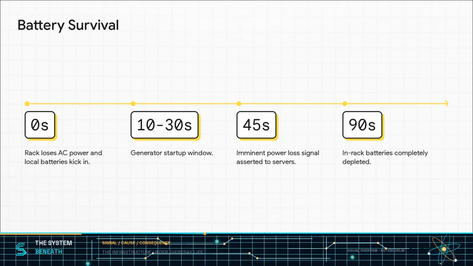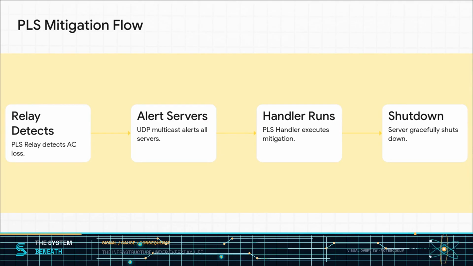servers will just die. So what is Meta's software doing in that tiny, desperate window between 45 and 90 seconds? It kicks off an automated survival protocol. Step 1, a PLS relay on the rack switch detects the AC loss. Step 2, it fires off a UDP multicast alert to all the servers in that specific rack. Step 3, a PLS handler on each server hears the alarm and triggers the mitigation software. And Step 4, the server executes a graceful shutdown, hurriedly saving its data to disk before the battery dies. The hardware might be lost, but the data is saved.